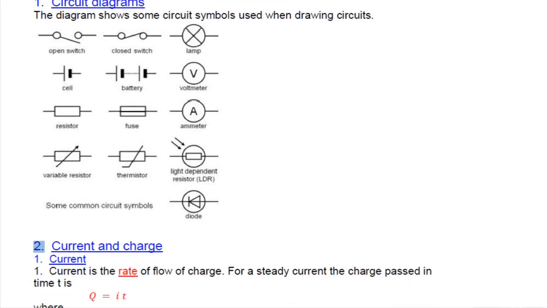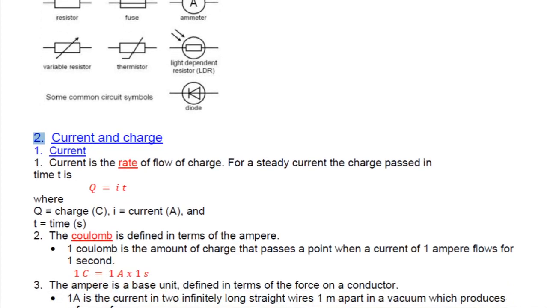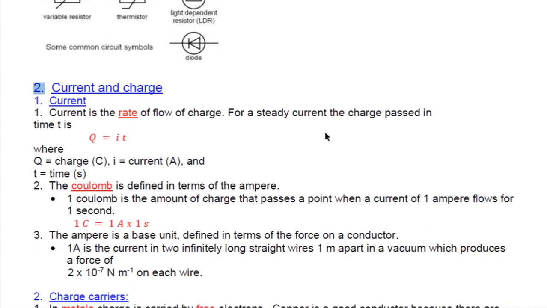Right, moving on, current and charge. Current is defined as the rate of flow of charge, or just the charge flow per second. For a steady current in a circuit, the charge passed is equal to Q, which is equal to I t, that is in time t. Q is the charge measured in coulombs, I is current measured in amperes. The short form is A, capital A please, not amp, and the time measured in seconds.